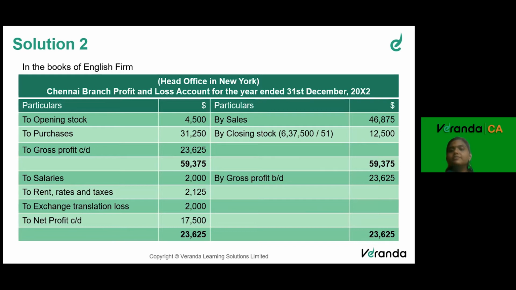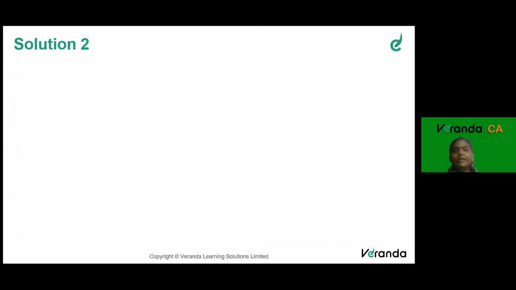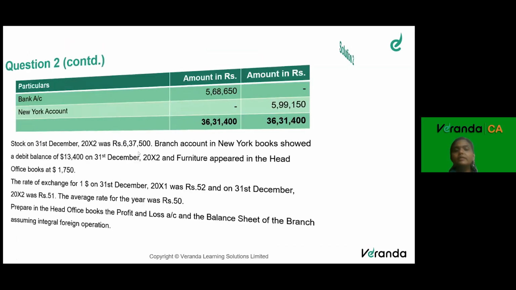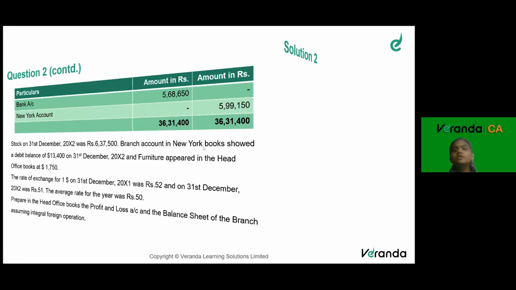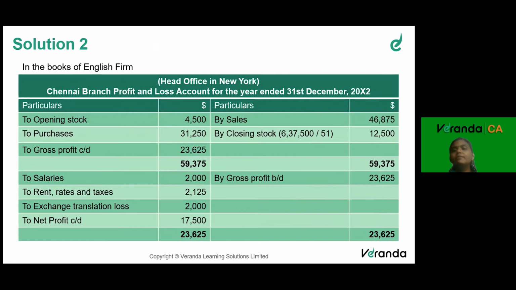We just use the conversion. Closing stock is given in the question. We did not find it through the working note. It's directly given in the question, 6,37,500. But closing stock is valued at the closing rate, so divide by 51 to convert it to dollars. The balance is the gross profit. Bring down the gross profit. Then other administrative expenses like salaries, and the exchange translation loss also has to be accounted for, to arrive at net profit.